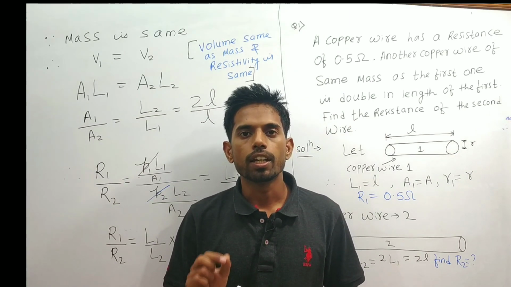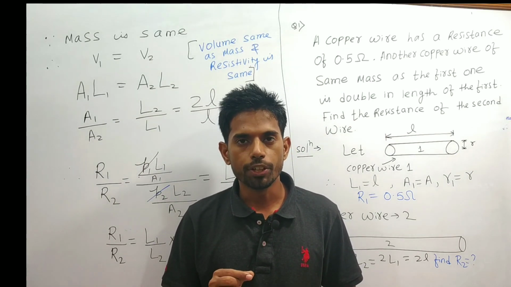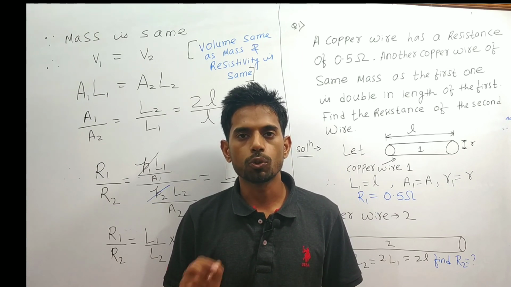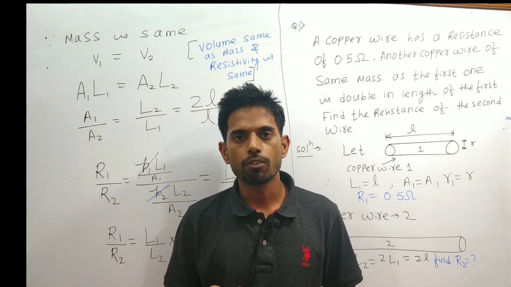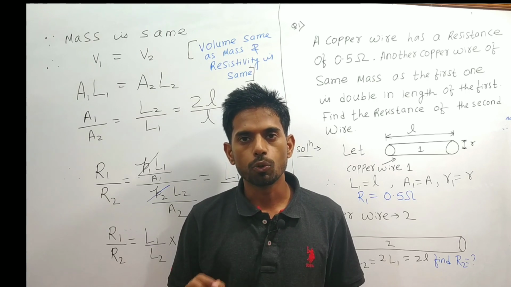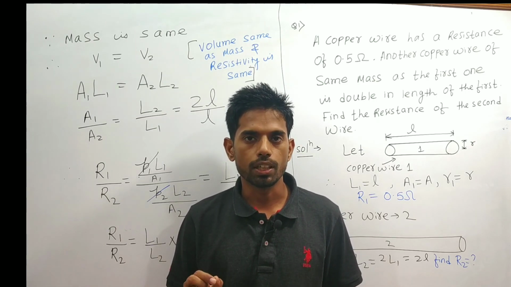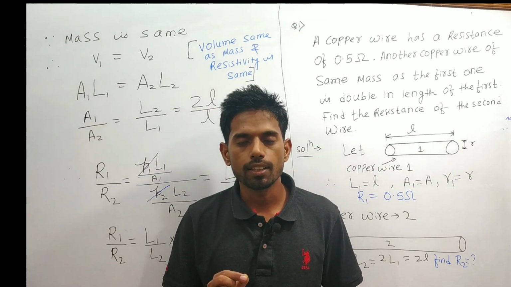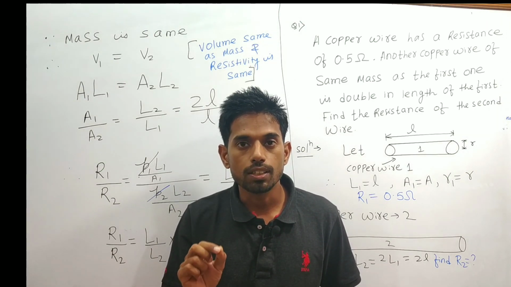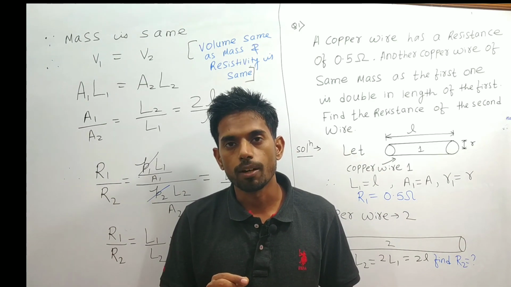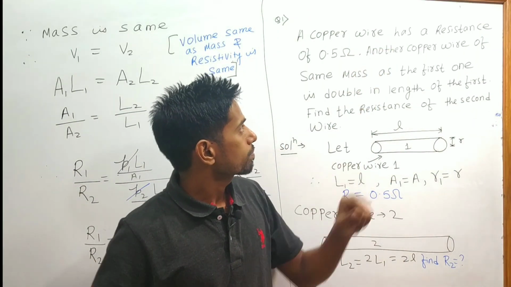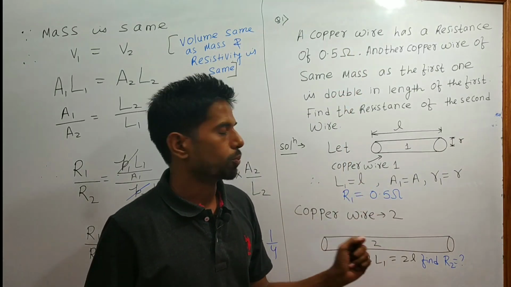area. If you have not watched my previous video related to this topic, please go to the description of this video. You will find one link. Go through this video, you will get everything, why resistance is directly proportional to length and why resistance is inversely proportional to area. In this question, there are two copper wires, copper wire 1 and copper wire 2.